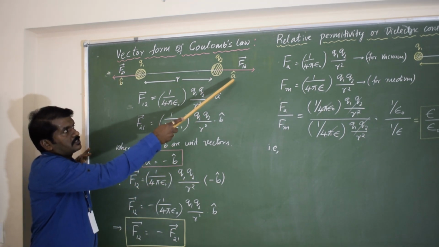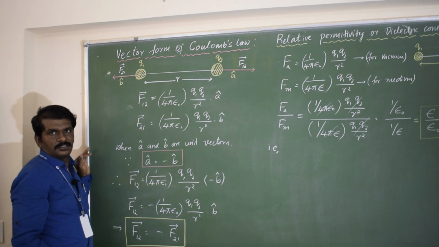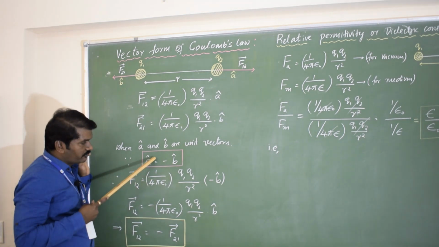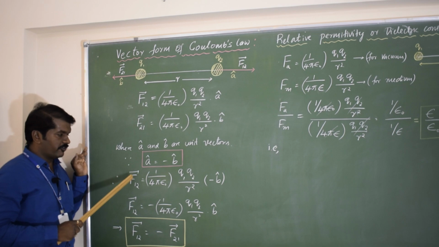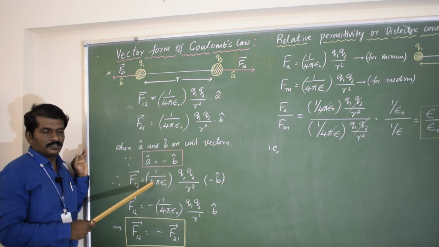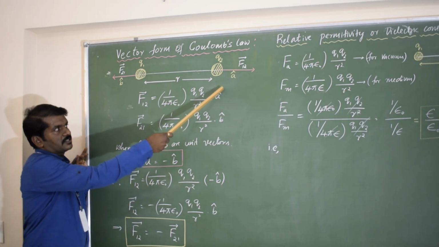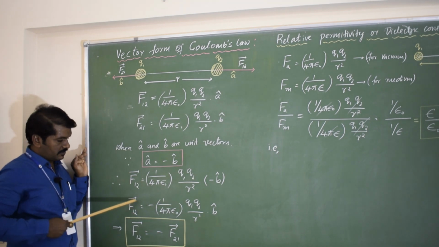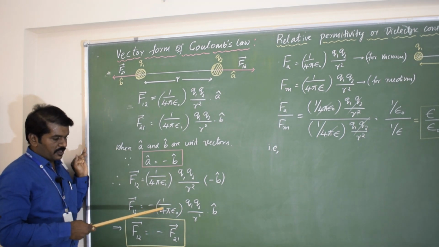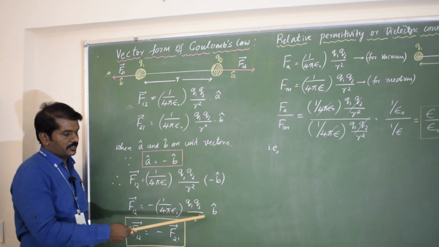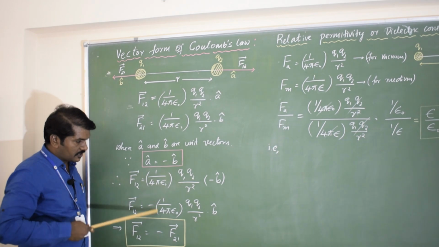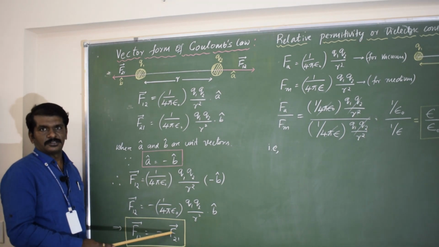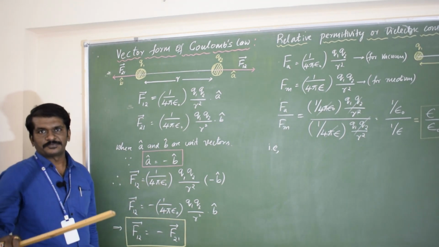See, we know that these two vectors are acting in the opposite direction. So according to Newton's third law of motion, A cap must be equal to minus B cap. So if we substitute the value of A cap in this expression, that is F12 is equal to 1 by 4 pi epsilon naught Q1 Q2 by R square, instead of taking this A cap, I have taken minus B cap. So here we have taken the minus sign this side, then F12 is equal to minus of 1 by 4 pi epsilon naught Q1 Q2 divided by R square into B cap. So this term is nothing but F21, hence F12 is equal to minus F21. So hence the vector form of Coulomb's law.